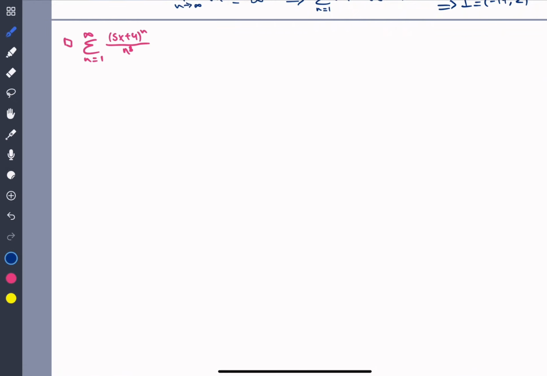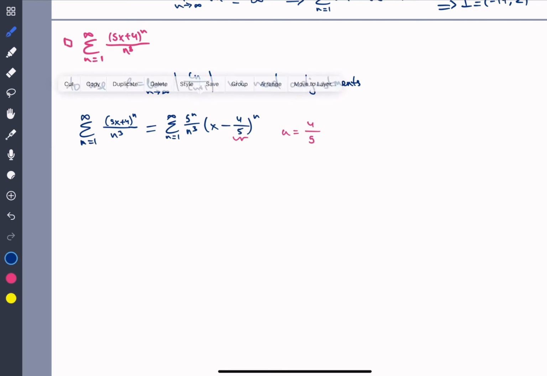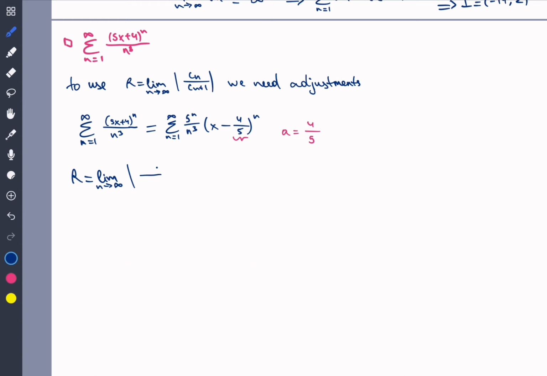For the next example, I decided to show finding the radius of convergence in two different ways again, and to use the method where we take the coefficient, we'll need to do some adjustments because here it's not in the standard form. So I've just prepared it already to avoid too much writing. We just need to take out x and have our a. In this case, a is 4/5, and our coefficient is 5 to the power of n over n to the power of 3.